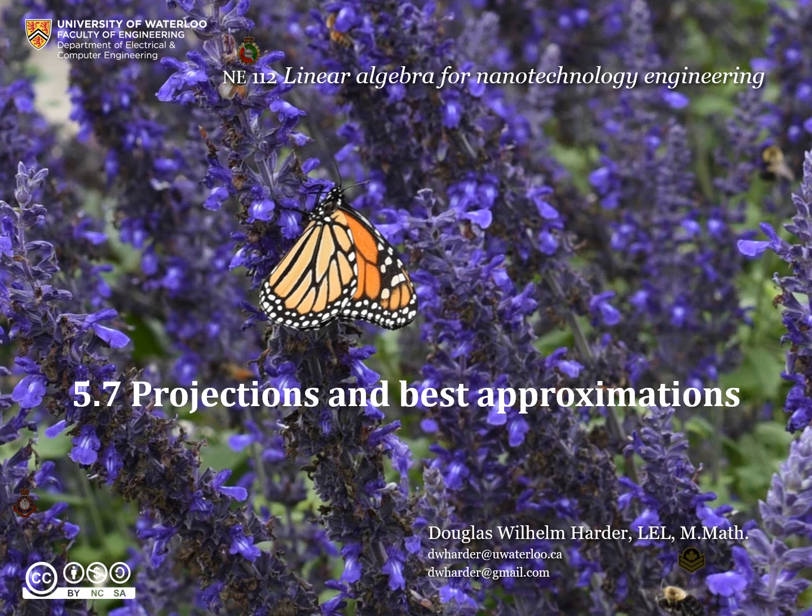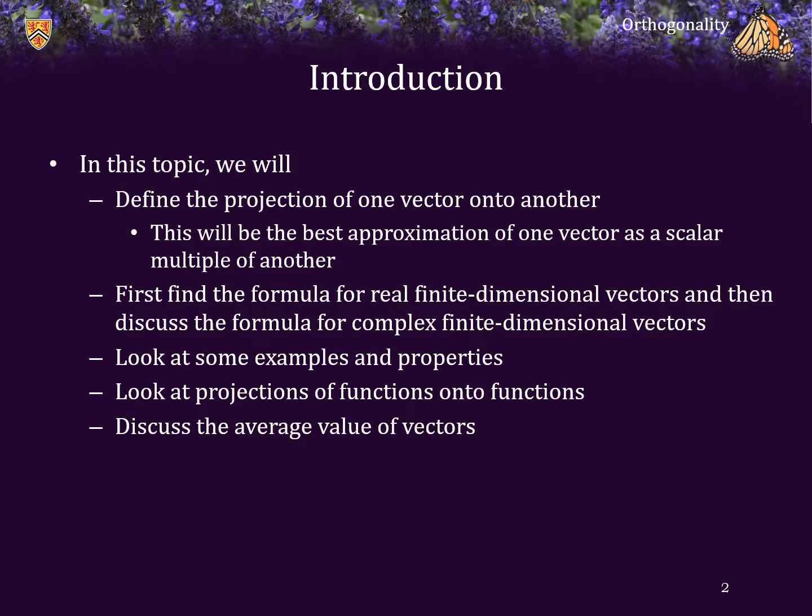In this topic, we're going to discuss projections and best approximations. So in this topic, we will define the projection of one vector onto another. This is going to be the best approximation of that one vector as a scalar multiple of the other vector. We will first find the formula for real finite dimensional vectors and then discuss the formula for complex finite dimensional vectors. We will look at a number of examples and then some properties of the projection. We will look at the projection of functions onto functions as well, and we will discuss the average value of vectors.